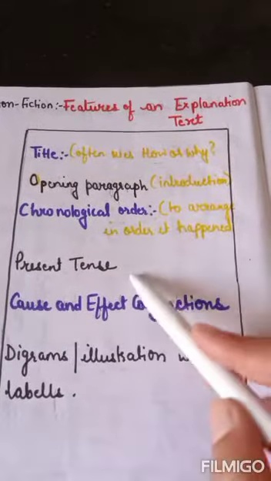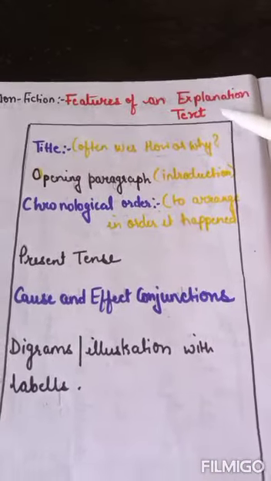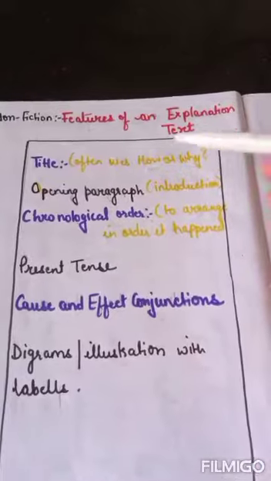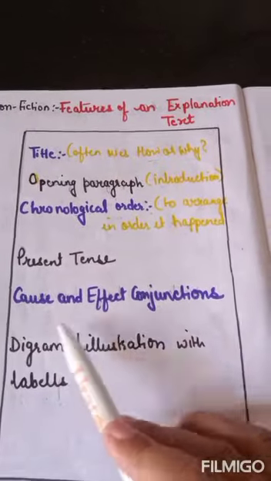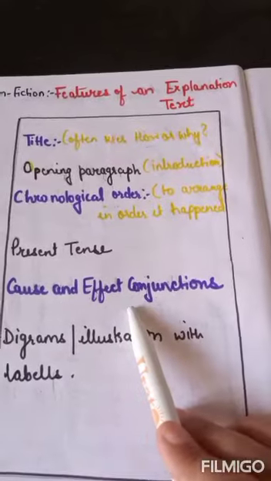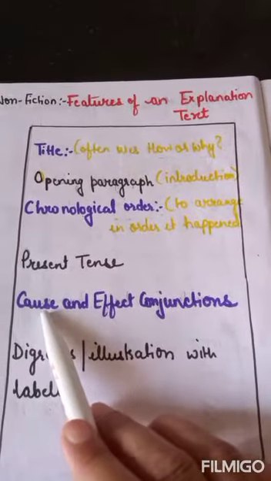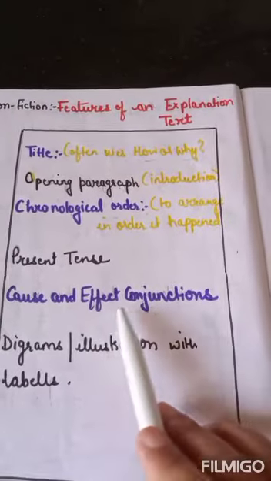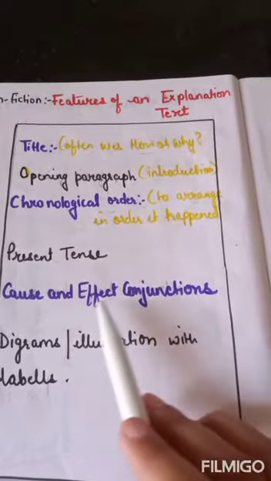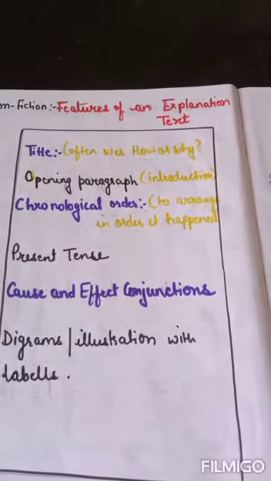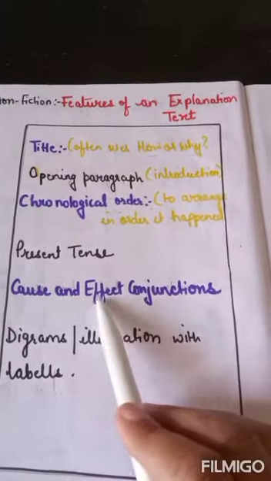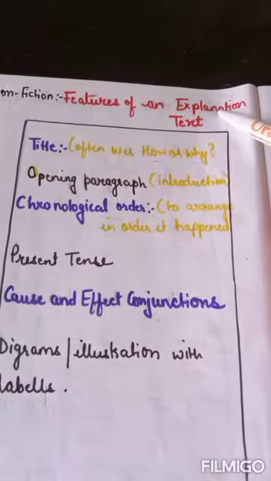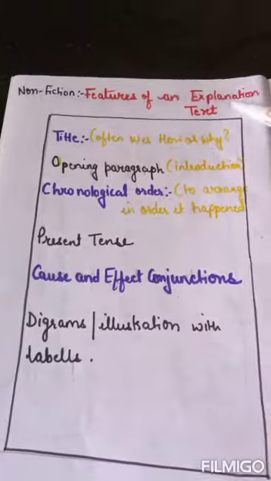Present tense. We use present tense while writing an explanation text. Cause and effect conjunctions. So whenever you explain something, there's a cause and there's an effect. That's a reason, and then there's a result. So there are two sentences: the sentence which tells the cause, and the sentence which tells the effect. And when we join these two sentences with a word or words, they are known as cause and effect conjunctions. So we use cause and effect conjunctions while writing an explanation text.